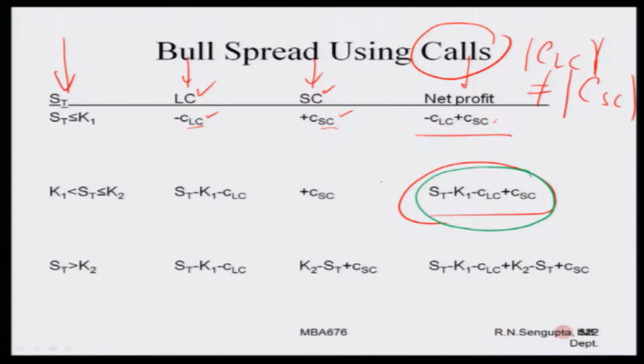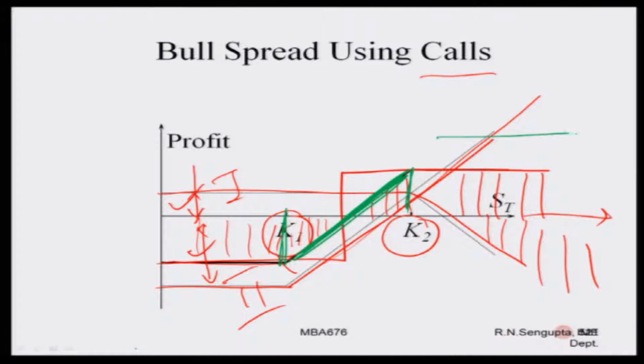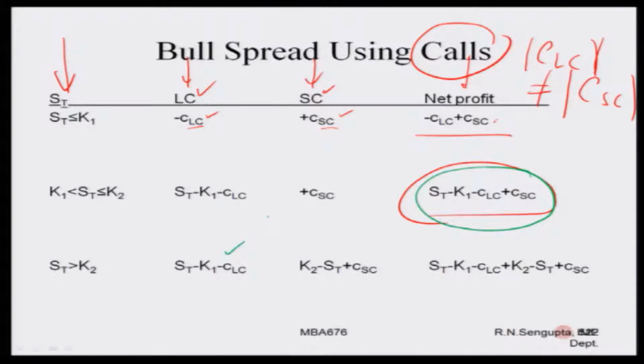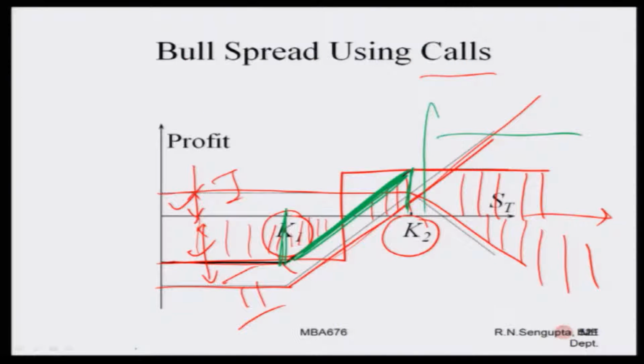The moment ST is greater than K2, which is in this region, what will happen? One has already been exercised, and the second one will also be exercised. Combine them and your total profit function is this. If you see this, the line you had is basically the straight one. And if K1 and K2 are the same, this is a spiked function.